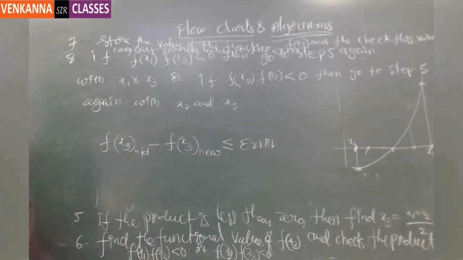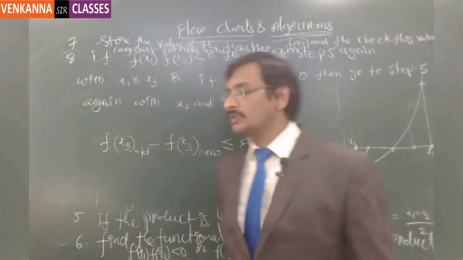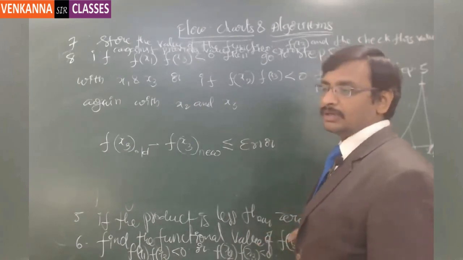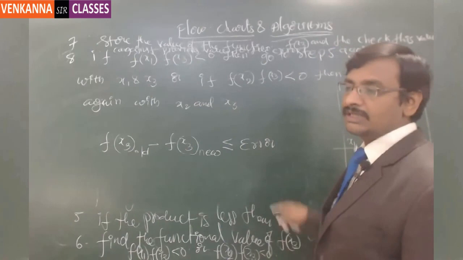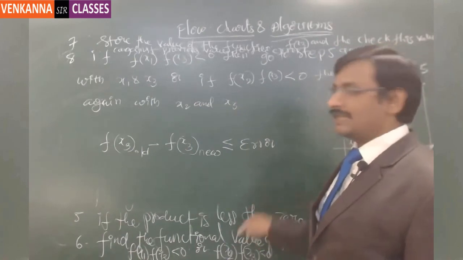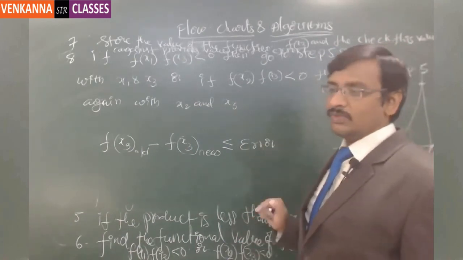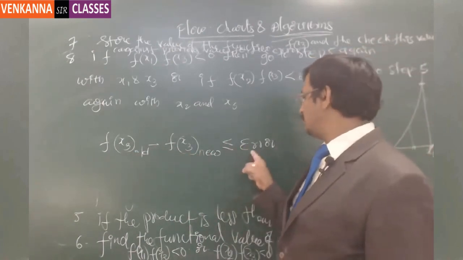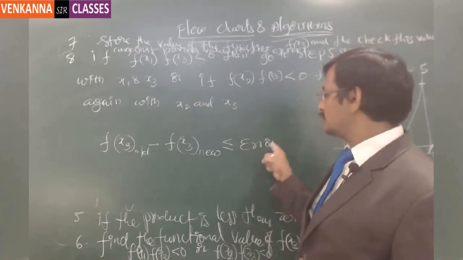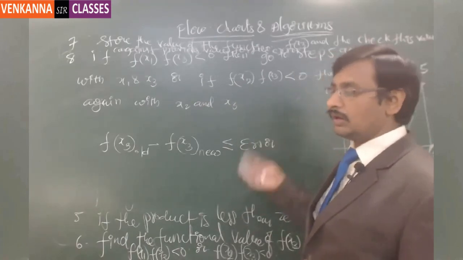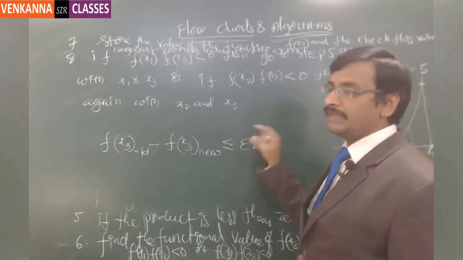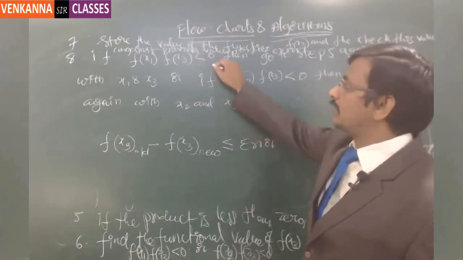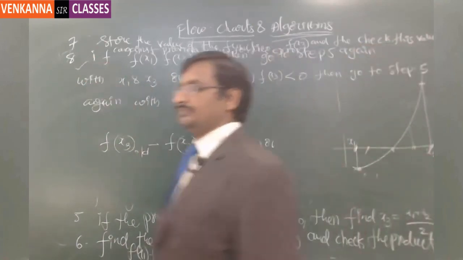Got it? So like this this process will continue. Every time it puts a value for x3 and then checks the condition that f of x1 into f of x3 is less than 0. If it is less than 0, then we take that value of x3 and then check for the previous value. So if it is less than the error, this error will decide whether to continue or not. If this condition is satisfied, then you stop it. Otherwise, go to step 5 again. That is going to be decided in step 8. Got it?